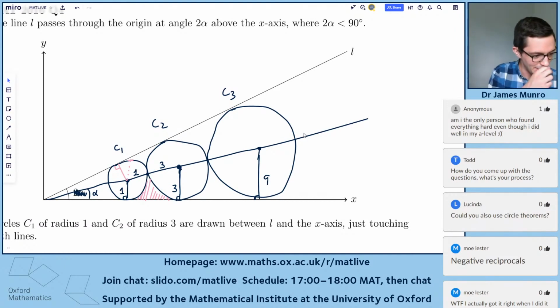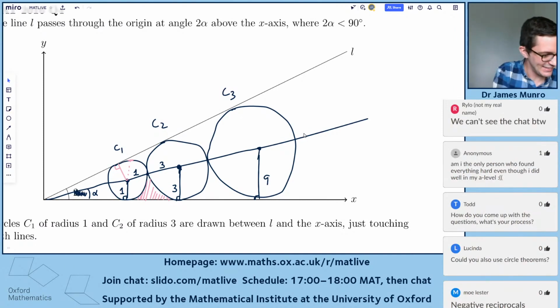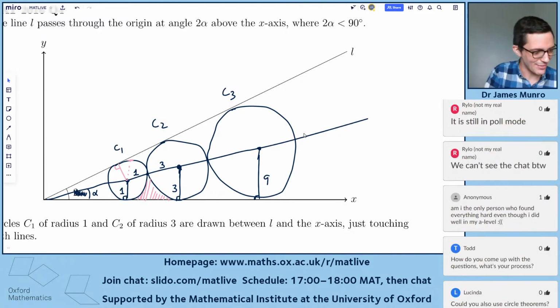We can't see chat. No, you can't. I've put chat back. It is still in poll mode. I've got to work out how to do that. I've got to work out how to have both.